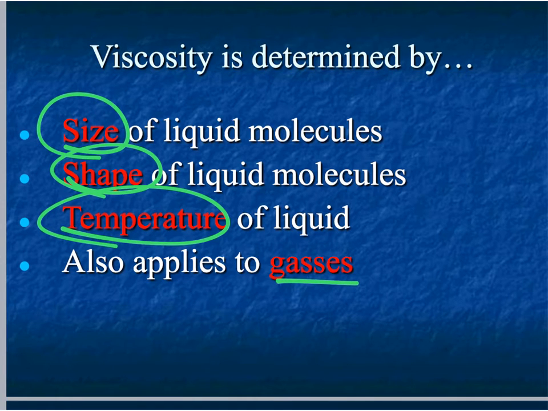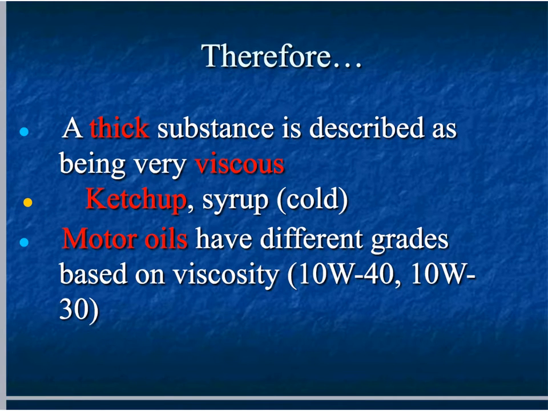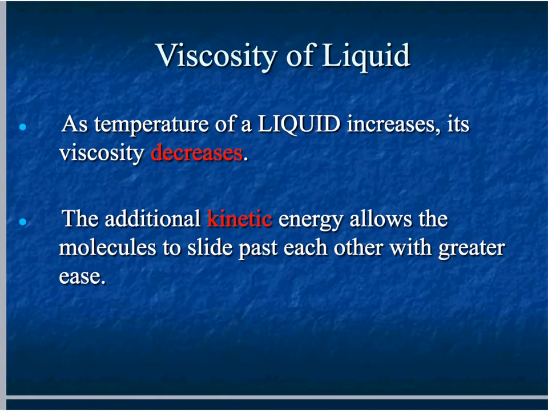So think about it. If you were to heat up syrup, it'd be a little bit easier to pour, or like butter or something like that, right? A thick substance is described as being very viscous. Ketchup and syrup cold are going to be viscous. Motor oils have different grades based on viscosity. So 10W40, 10W30, those are going to have different viscosities.